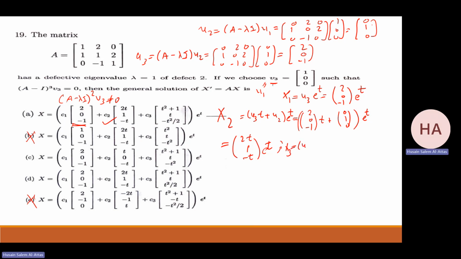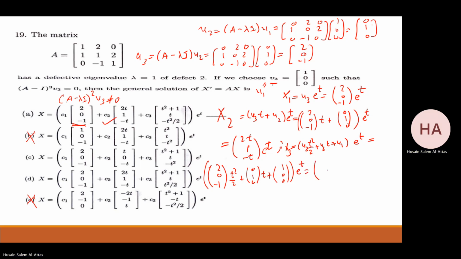will be U3 t squared over 2 plus U2 t plus U1 e to the power t. And that equals what? What is U3? 2, 0, minus 1. Be careful. 2, 0, minus 1 times t squared over 2. U2, 0, 1, 0 times t. U1, which is 1, 0, 0, times e to the power t.